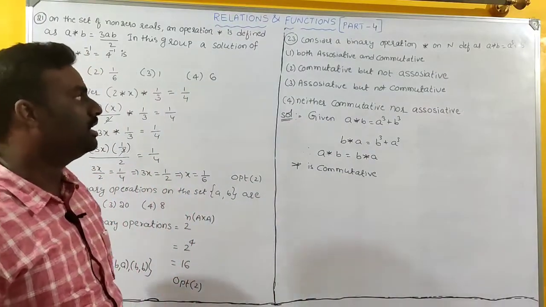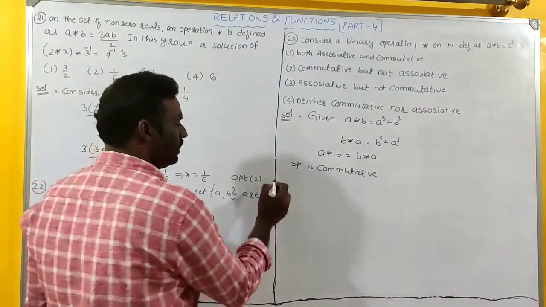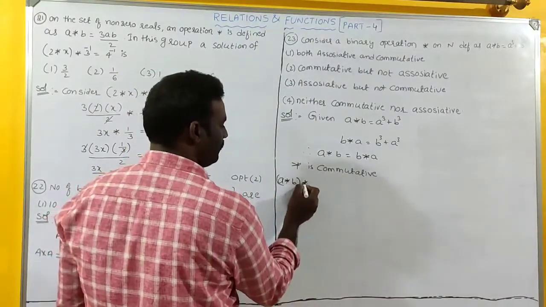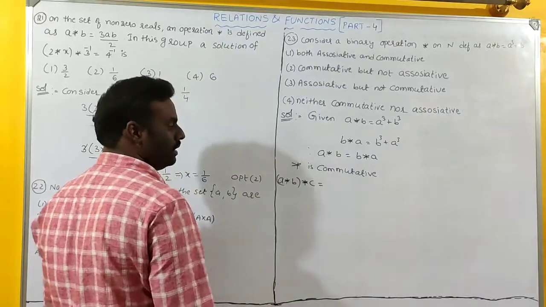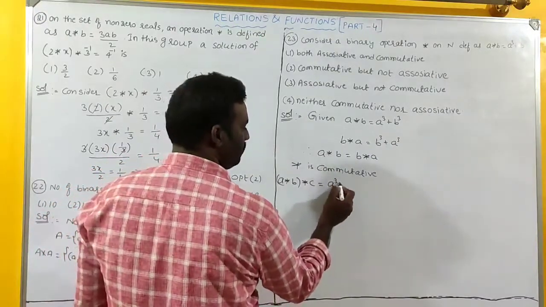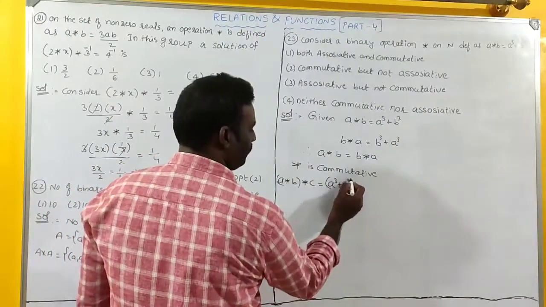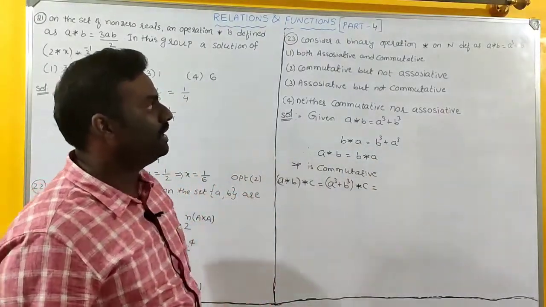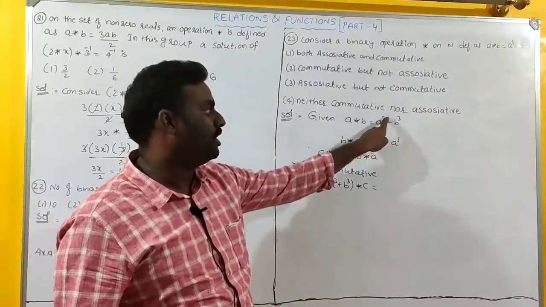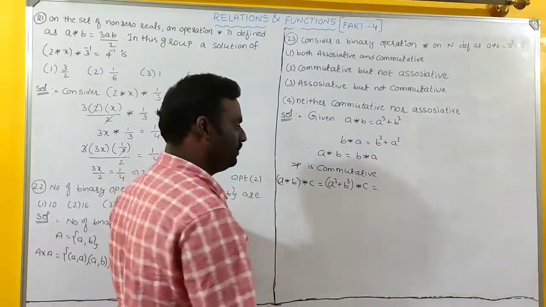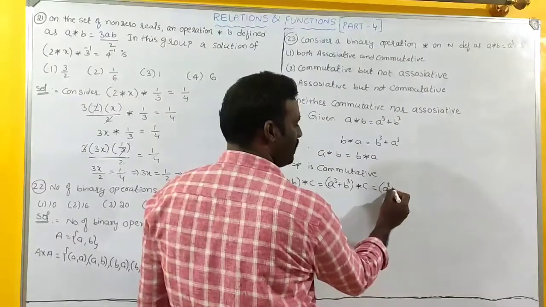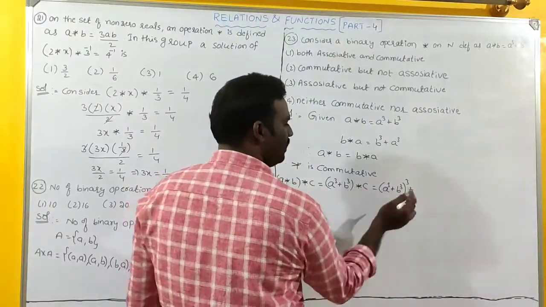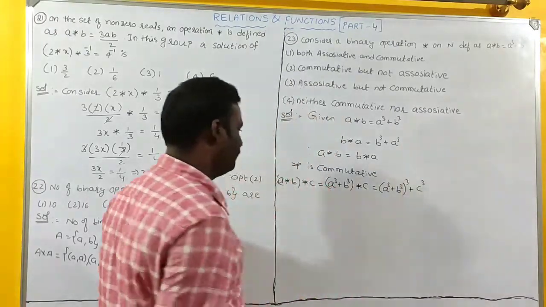Next, we will check associative. (a star b) star c. a star b means a cube plus b cube, star c. What is the meaning of star? First value cube plus second value cube. Then first value whole cube. This is the first value, this is the second value, plus second value whole cube.